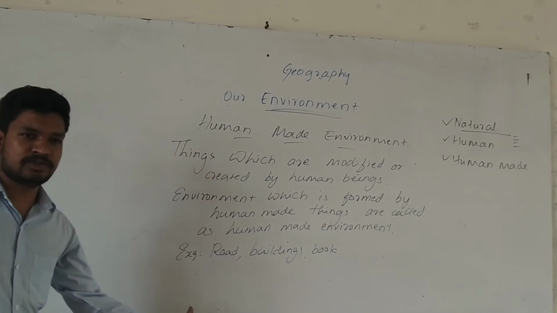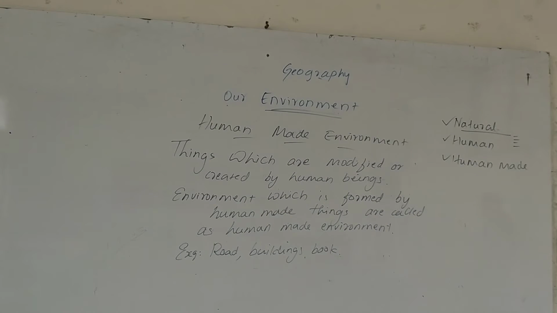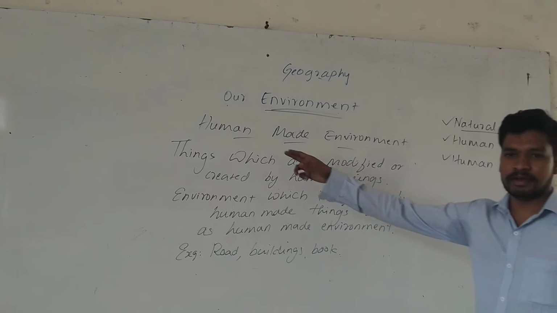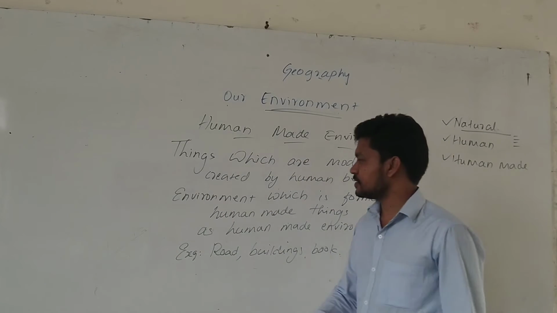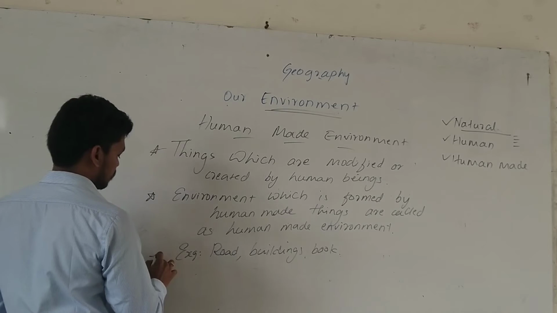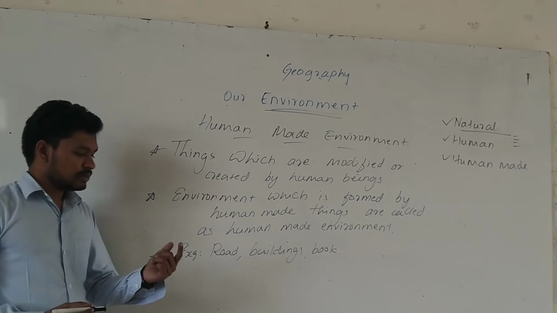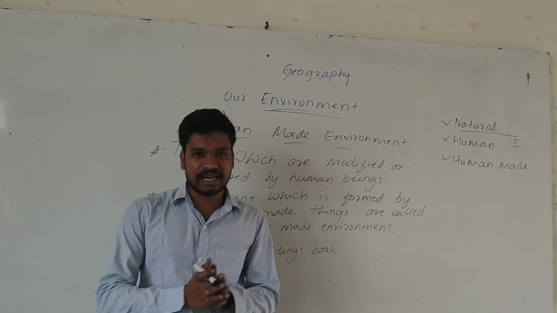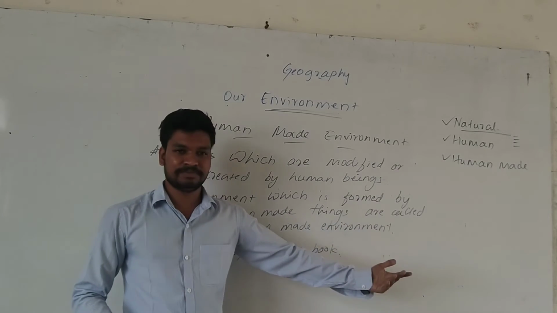Right on this human made environment. Right on this concept, it's about a human-made environment. Right on the points. So by this, our first chapter is completed. It's a very easy and small chapter. The first chapter is completed. We will go for the next chapter in the next class.